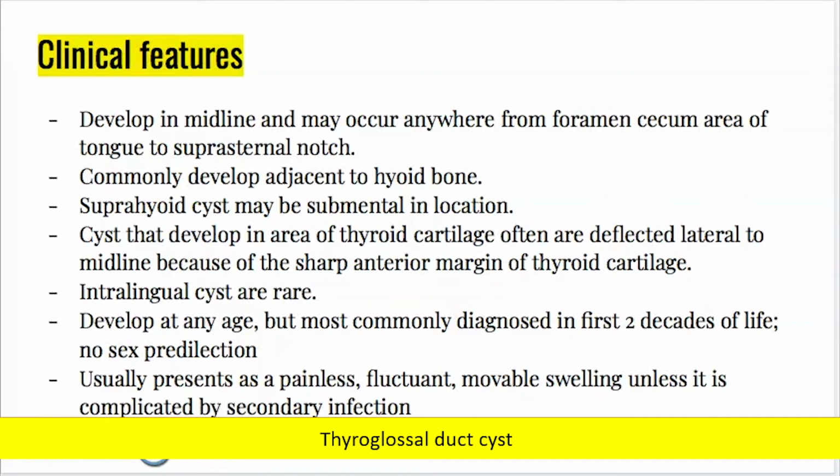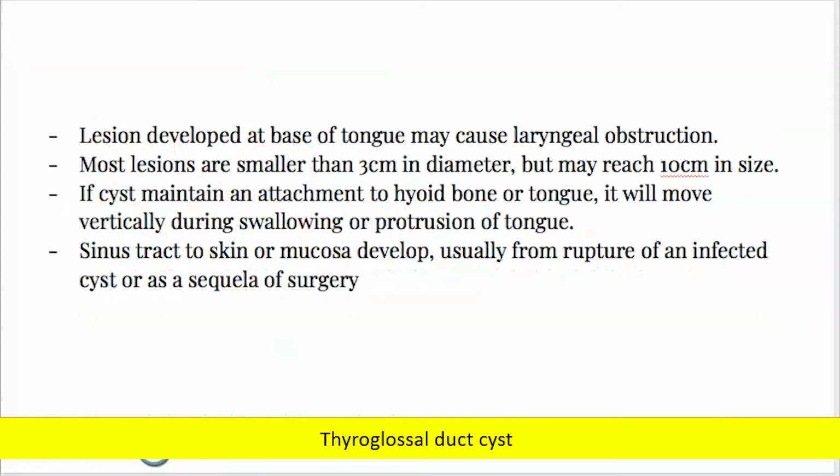The lesion usually presents as a painless, fluctuant, movable swelling unless it is complicated by secondary infection. A lesion developed at the base of the tongue may cause laryngeal obstruction. In most cases, lesions are smaller than 3 cm in diameter, but they can reach up to 10 cm in size. If the cyst maintains an attachment to the hyoid bone or tongue, it will move vertically during swallowing or protrusion of the tongue. A sinus tract to skin or mucosa can develop, usually because of rupture of an infected cyst or as a sequela of surgery.